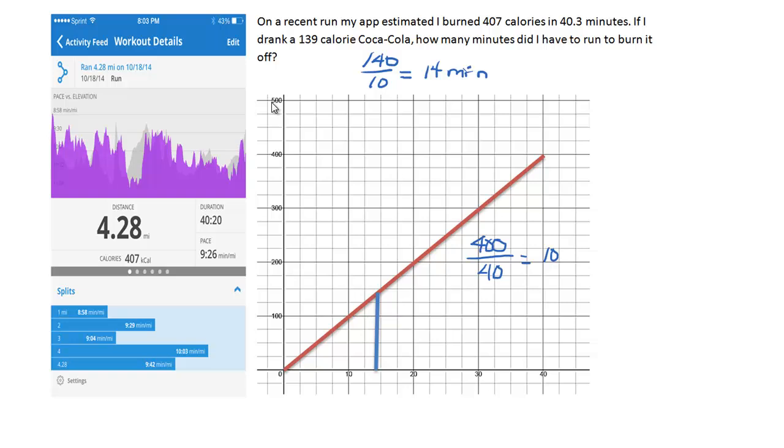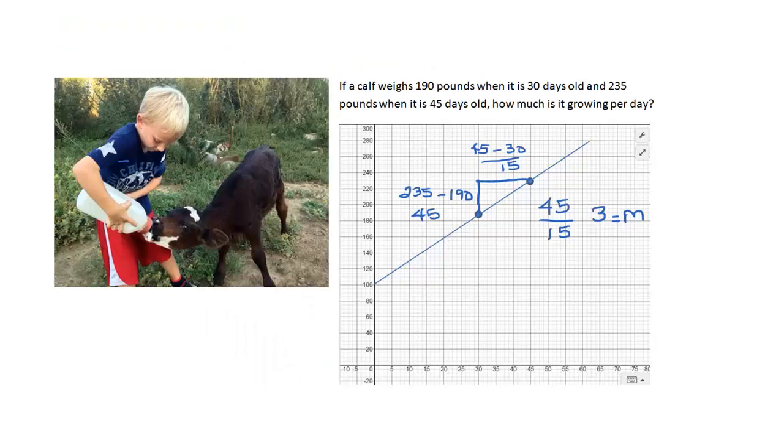Because the calories burned depend on how long I run, the calories go along the y-axis, and the time is on the x-axis. In the second example, the calf's weight depends on how long he has been growing. The weight belongs on the y-axis, and the age of the calf lies along the x-axis.